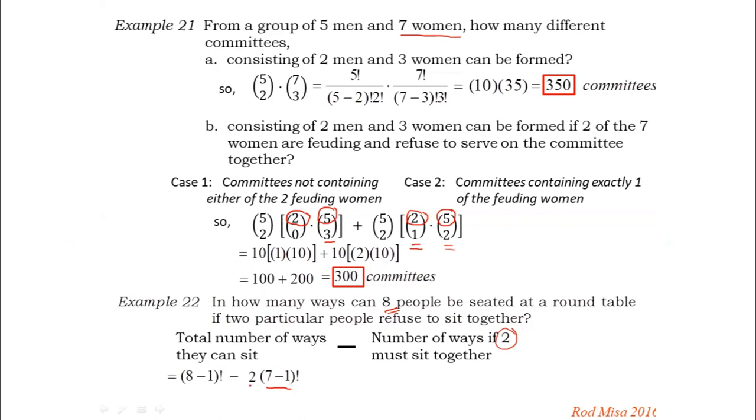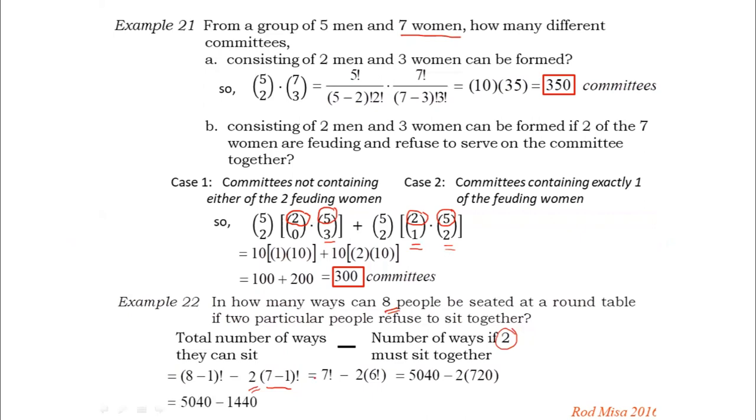But maybe you will ask me why I multiply 2 here. Because when you are sitting together all the time, there are 2 ways that you will be sitting together. 1, the first person might be at your right, or that person might be on your left. So subtracting 1 from 8 and 1 from 7, we have these factorials. So 7 factorial, which is 5040, will be subtracted by twice of the 6 factorial, which is 720.